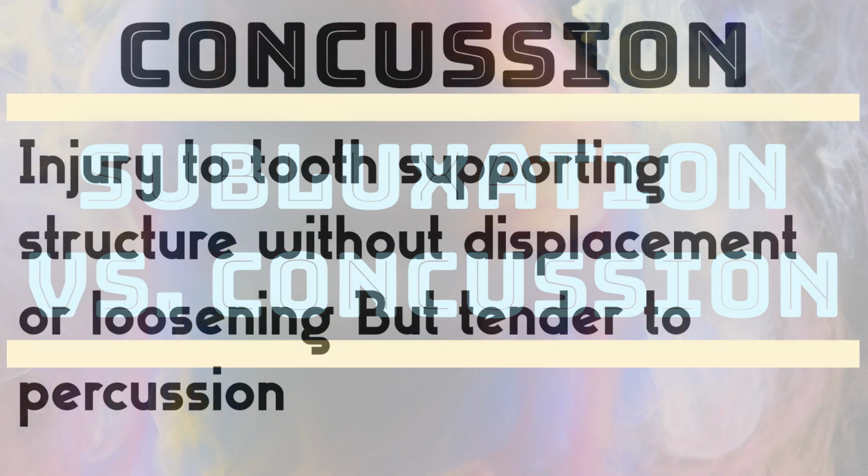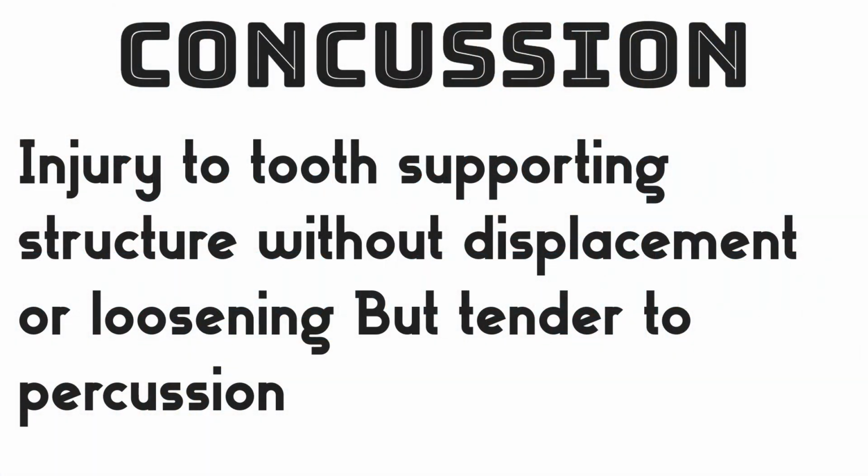Let's start with what is concussion. Concussion is an injury to the tooth supporting structure, which is to the tooth in general, without displacement, where the tooth will remain in its place, or loosening, which means that the tooth is not mobile, but the tooth will be tender to percussion, which means that when you tap on the tooth via the mirror, the patient will tell you that I'm feeling pain. The tooth will be tender to percussion.